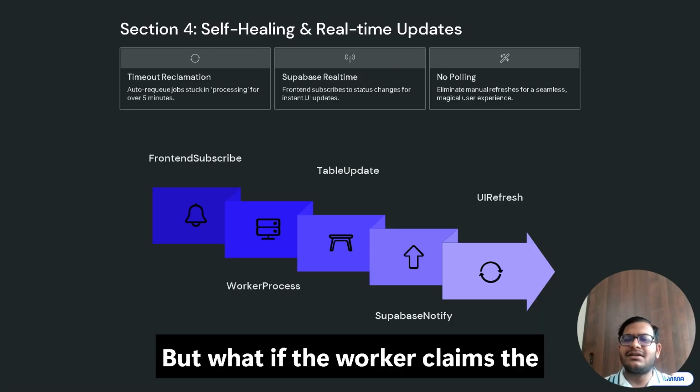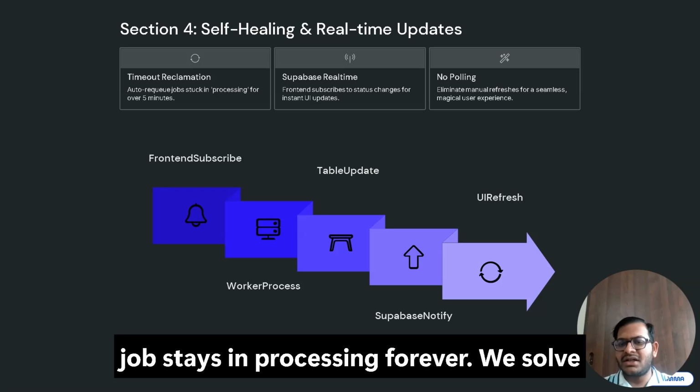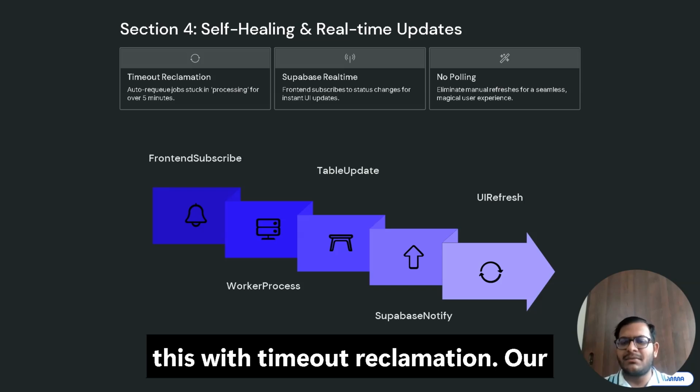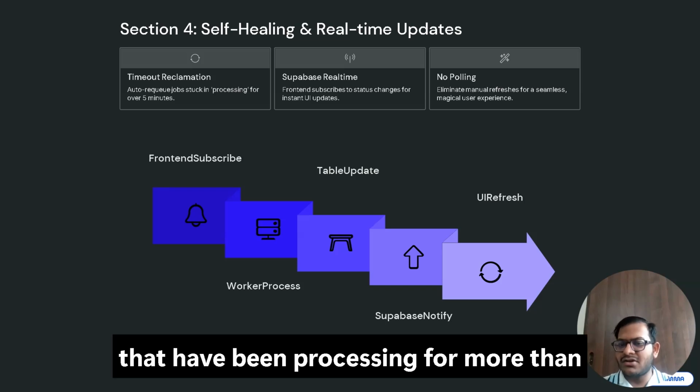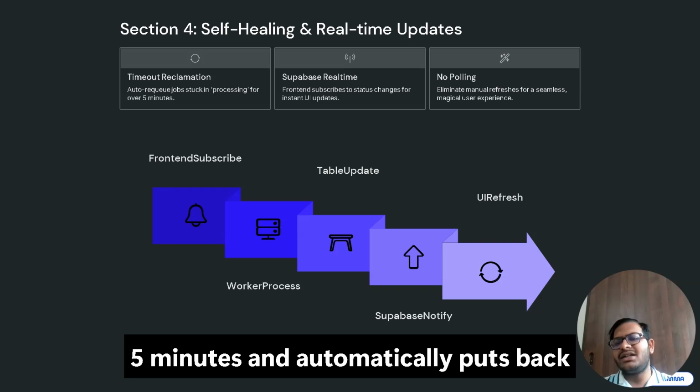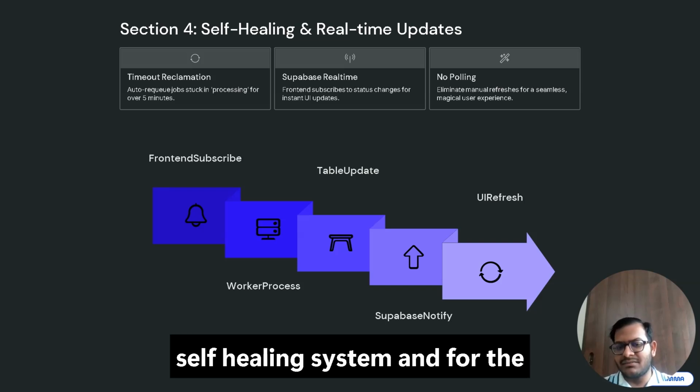But what if a worker claims a job and then the server goes down? The job stays in processing forever. We solve this with timeout reclamation. Our reclaiming function looks for jobs that have been processing for more than 5 minutes and automatically puts them back in the queue. It's a self-healing system.